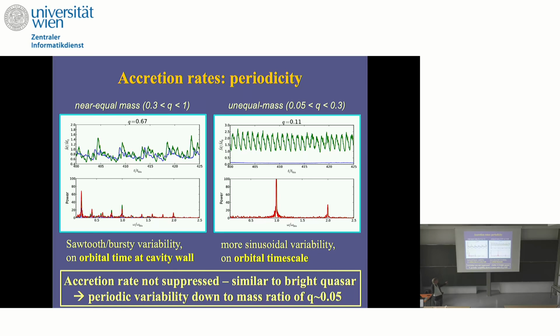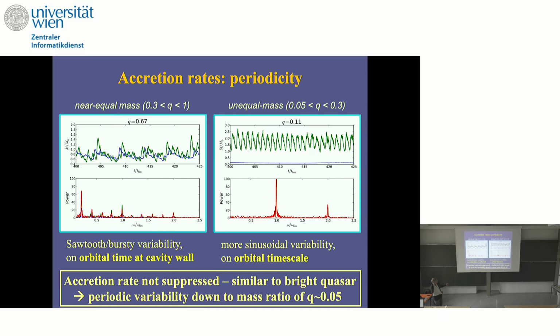So that's periodic. If you make it unequal mass, this is 1 to 9. The green is the secondary. It's accreting much more than the primary. The primary is the blue. That's what I said. It's actually trying to grow faster and catch up.